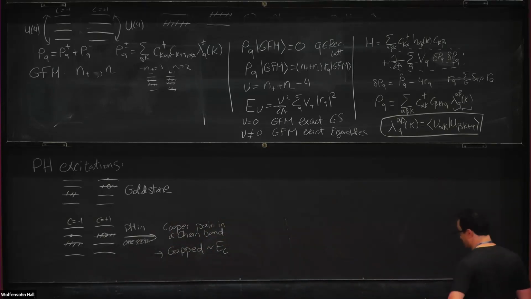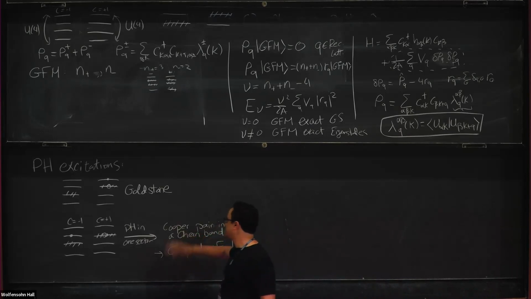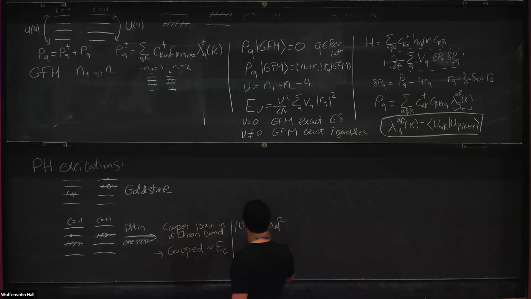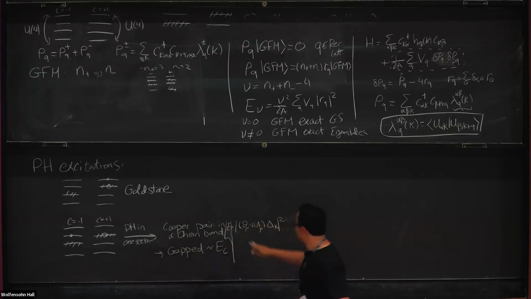However, there is a subtlety here. I can actually write an approximate expression for the energy of this excitation, because it looks like a Cooper pair in momentum space. And it feels a net magnetic field that comes from the Berry curvature. So this is a momentum space magnetic field. I can write an approximate energy expression for this excitation like this.